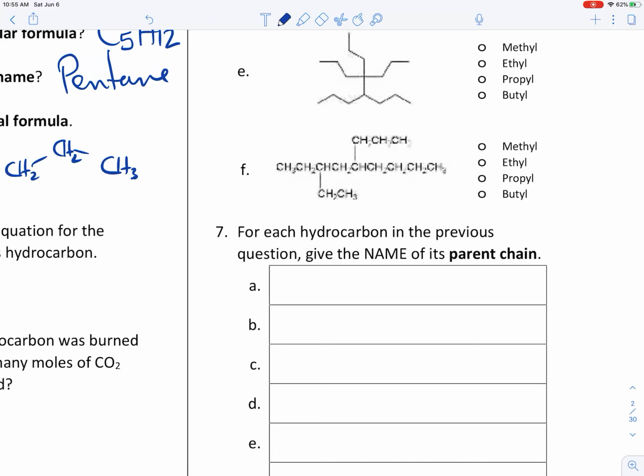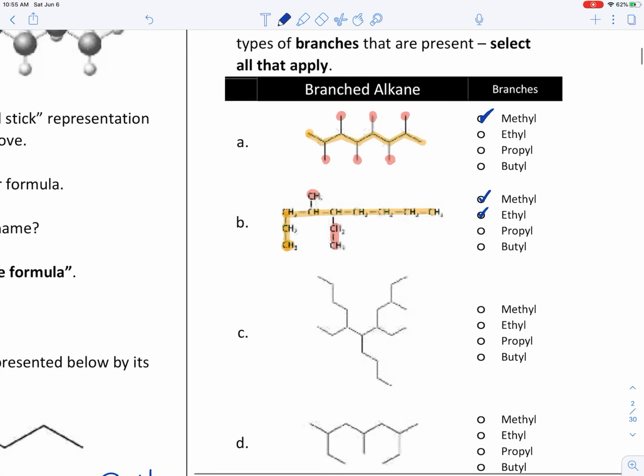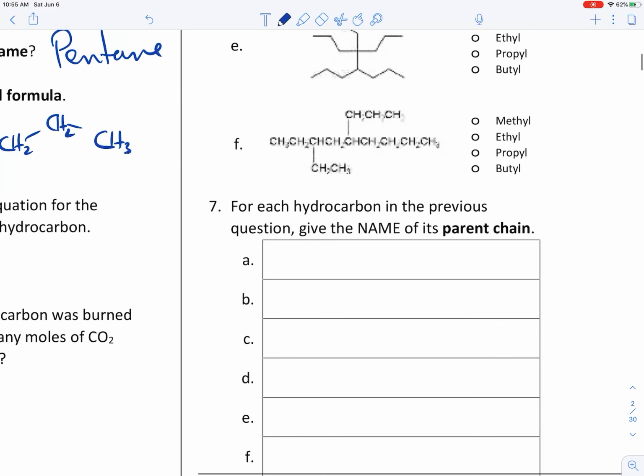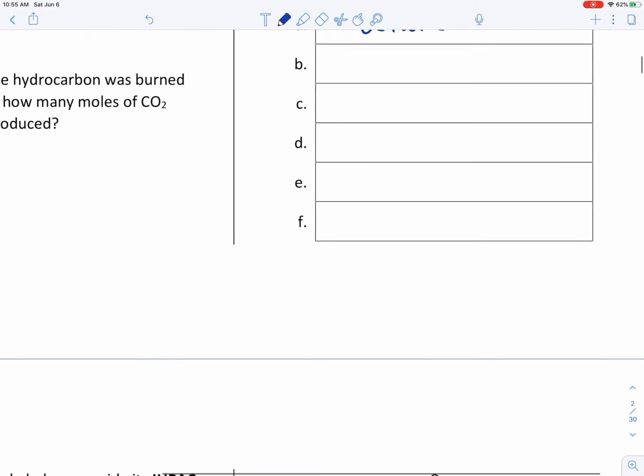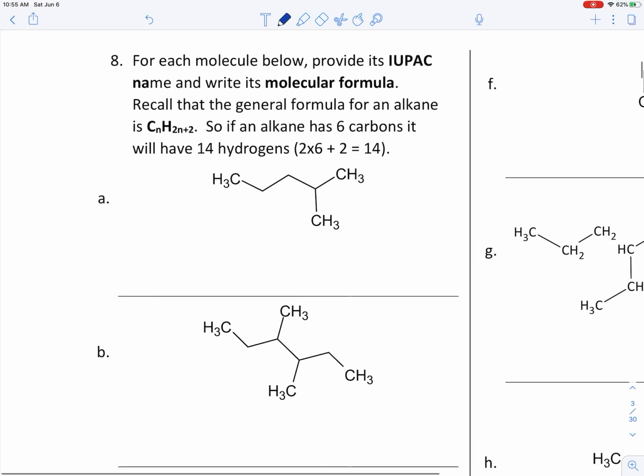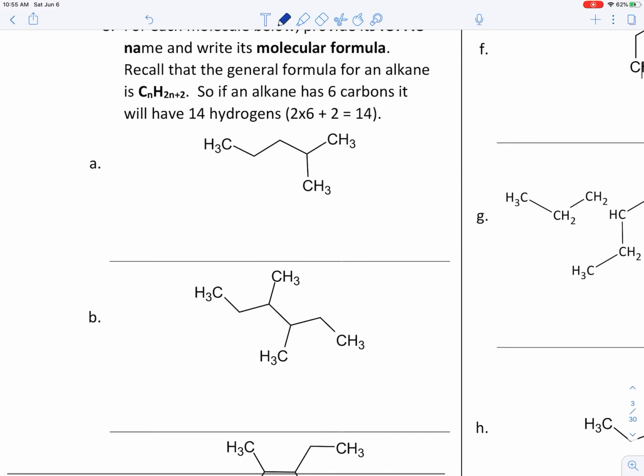Question 7 says give the name of the parent chains. So I kind of did that already, but in part A, the parent chain that was highlighted had 1, 2, 3, 4, 5, 6, 7, 8 carbons. So down here you'd say the parent chain was octane. In question 8, you need to write the full name, the IUPAC name, as well as give the molecular formula for each of these branched alkanes. The molecular formula follows a general formula, CnH2n plus 2. So if you have n carbons, you'll have twice that plus 2 more hydrogen atoms.